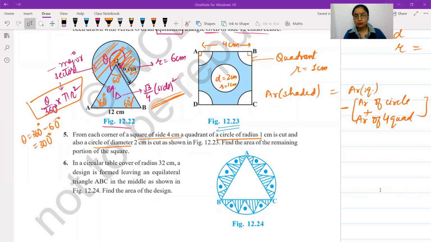From that, whatever white areas there are, subtract their area. So the white areas are the circle in the center and the 4 quadrants at the corners. Let's write the answer.